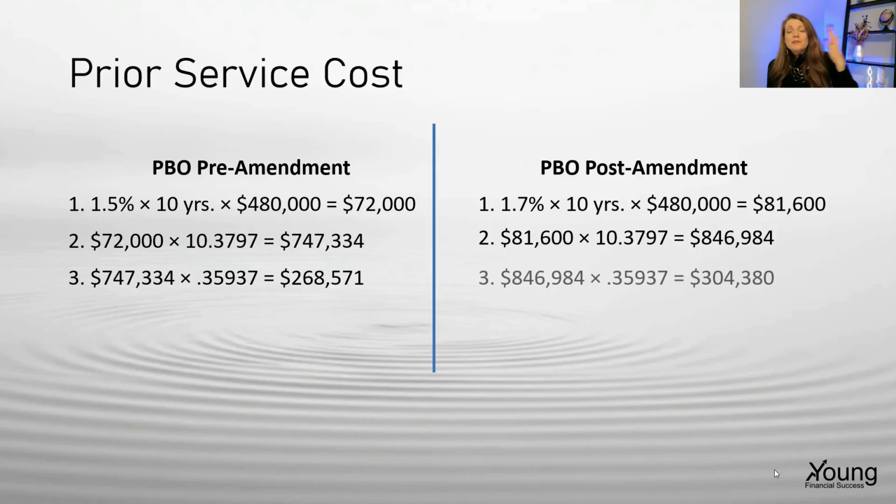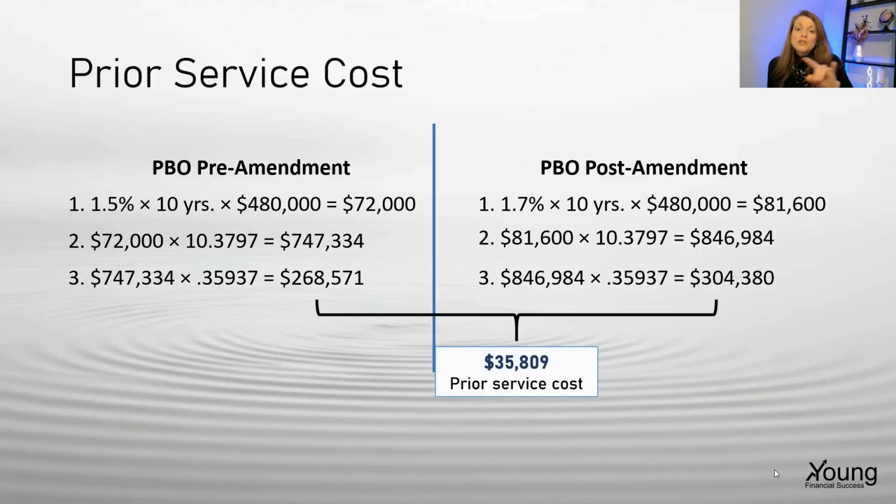So then they say, well, we still have several years to raise that money, to earn that money, for it to grow. So they use the present value factor to say today we need $304,380. So the difference here from what the new amount is and what the old amount was is $35,809. That is our prior service cost.